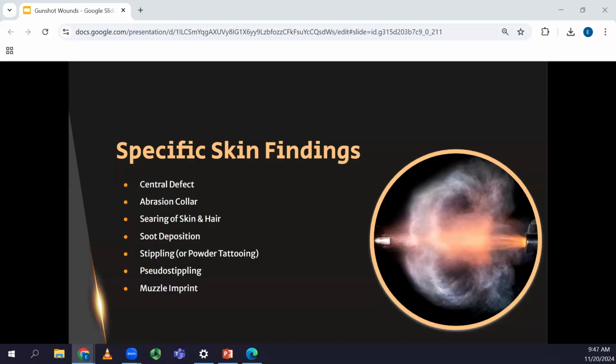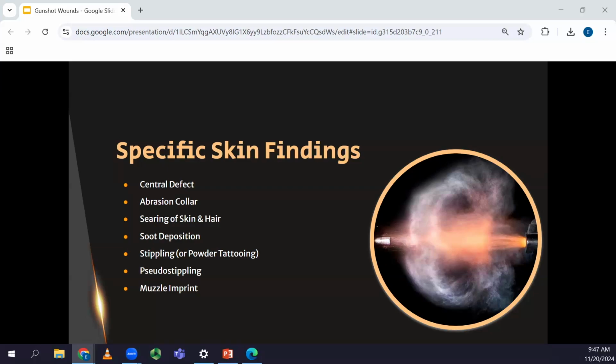So first, you tend to have a central defect, which is basically a simple hole, usually created by the bullet. Then you have an abrasion collar as the bullet is entering the skin. The flame can result in searing of the skin, so you'll see burnt edges around the skin, and you'll even see searing of the hair as well. Regional hairs around the wound, you might see that they're completely gone. Then you have soot deposition, which I mentioned before, is very similar to what you would see with a patient who came in from a fire.